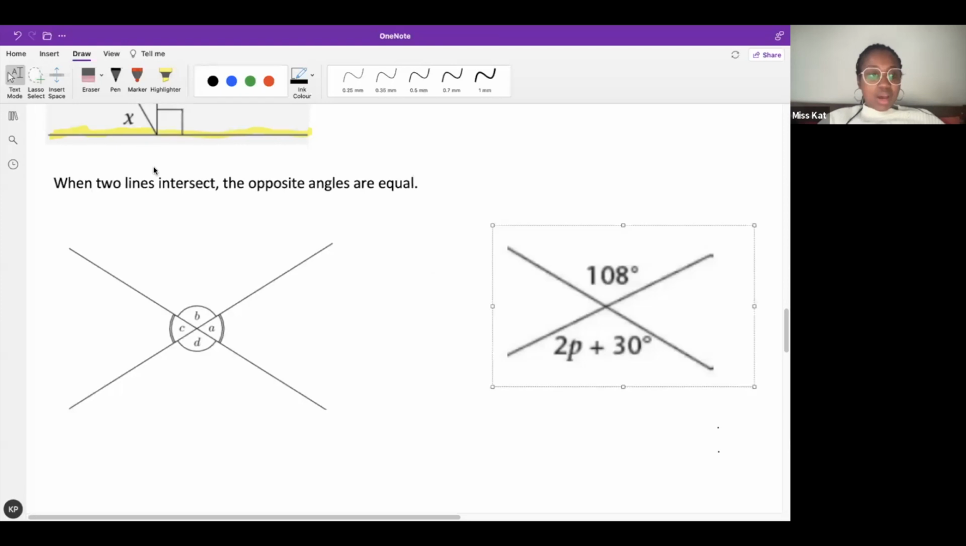Okay, now we're talking about two lines that intersect, and we're saying when that happens, it's two straight lines. When two straight lines intersect, then the opposite angles will be equal. So we have two straight lines here. We have line number 1, which is AB, and line number 2 is CD, and they are straight.